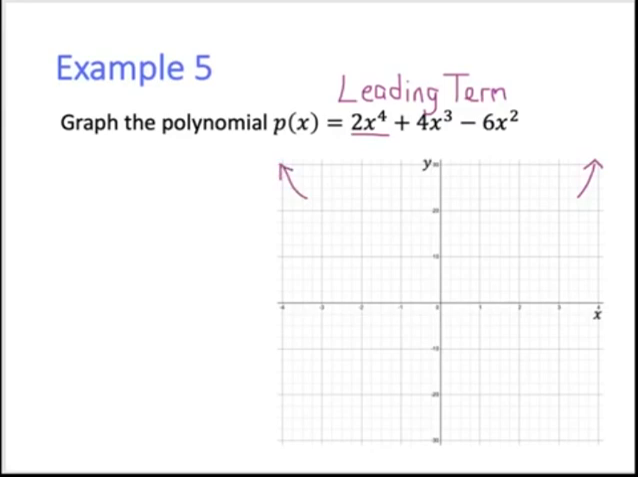The next step is to find and plot all x-intercepts. In the last example, it was fully factored for us. In this case, we're going to have to factor p of x and set it equal to 0. So we have 2x to the fourth plus 4x cubed minus 6x squared, and we're going to set that equal to 0. Now to solve this, we factor.